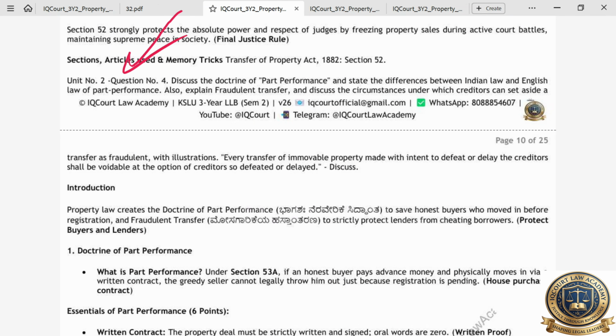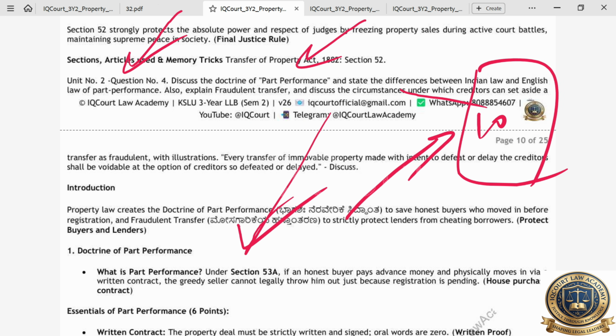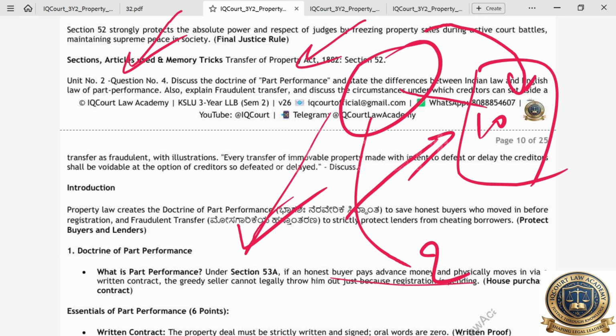Then question number 2, unit number 2, question number 4, part performance. It's very simple. Under section 53A, if an honest buyer pays an advance, some amount, say he has paid 10 lakh advance for a 1 crore property, and he moved into the house. He paid the advance and there is a contract, and he will pay the remaining amount on a specific date. During this time, the real owner got another offer for 2 crore. He can't throw this person out because he is ready to pay on the specific date. The agreement is already made. So that is what it says.